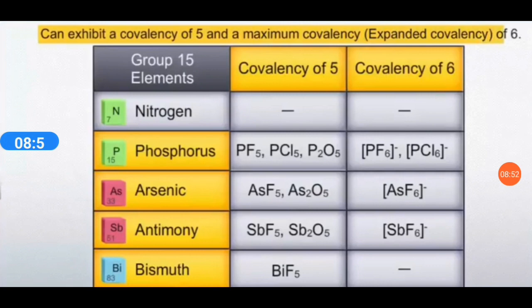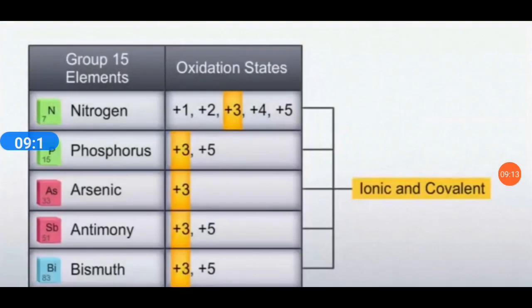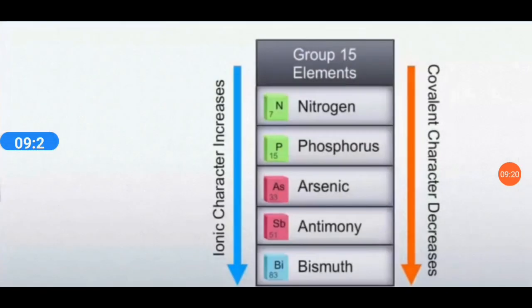Covalency of 5 and sometimes covalency of 6 is also shown. The examples are shown here for phosphorus, arsenic, antimony, and bismuth. Then oxidation state of +5 is shown by covalent compounds, whereas +3 oxidation state forms both ionic and covalent compounds. The covalent character decreases down the group, whereas ionic character increases down the group.